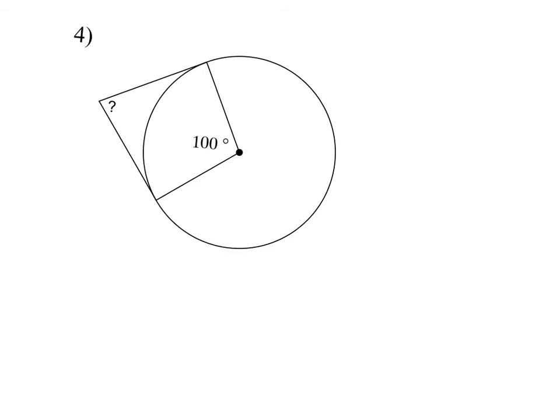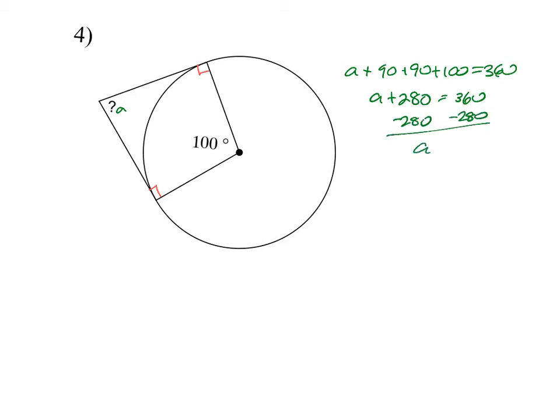Next one. I have a big quadrilateral right there. Remember that these two angles are right angles. So I have a plus 90 plus 90 plus 100 equals 360. A plus 280 equals 360, so minus 280 on both sides. So A equals 80 degrees.